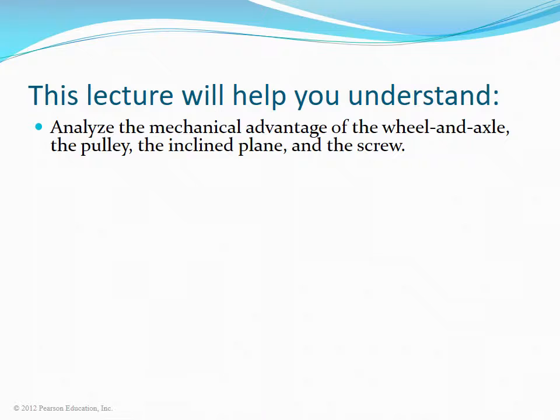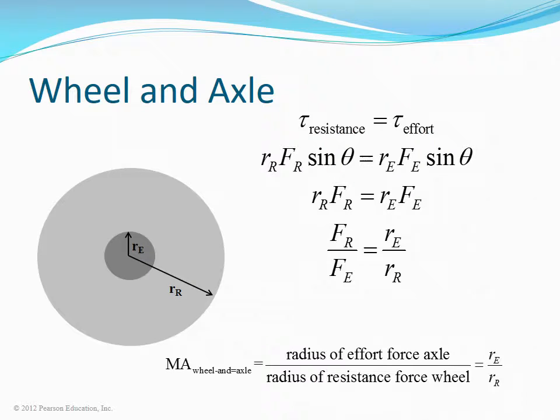This lecture will help you understand how to analyze the pulley, the inclined plane, and the screw. The wheel and axle makes it easier to move heavy objects. A wheel is a disc-shaped object of which the fundamental operation is to transfer linear motion into rotary motion.